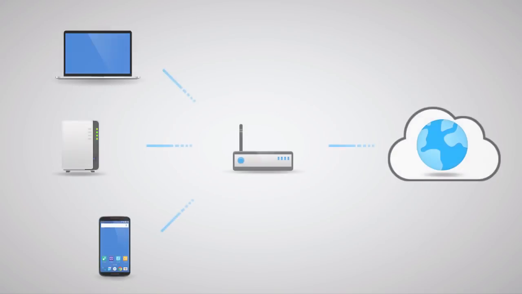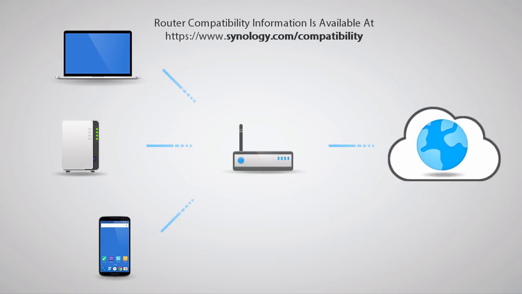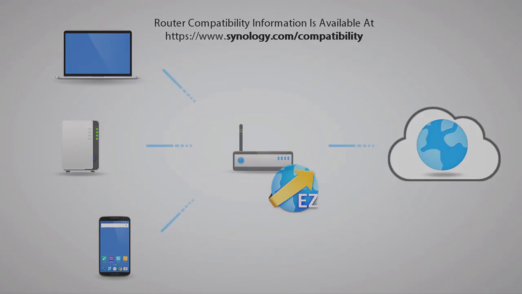Depending on how your network is configured and whether you have a compatible router, Disk Station Manager may be able to assist with configuring port forwarding rules on your router using the Easy Internet Wizard. However, if you do not have a compatible router, or if you have a complex network configuration, manual port forwarding may be required, which we'll cover in this video.